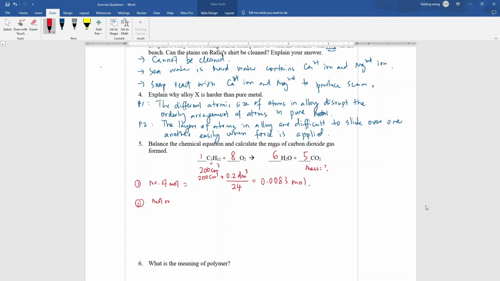So for this question, balancing will be 1 mark, this one another 3 marks, so here the total will be 4 marks. Okay. Now next.